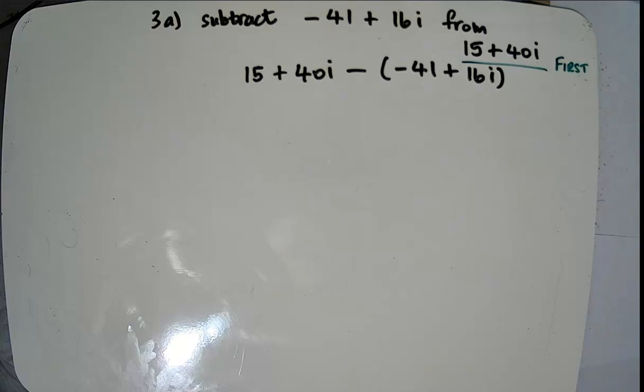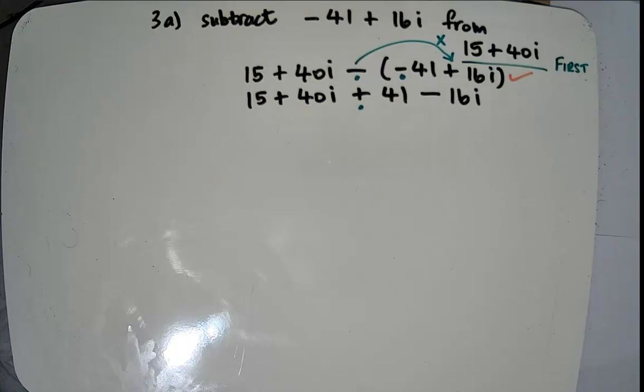So now we have a negative in front of a bracket. So notice we have a negative in front of the bracket. This means a negative times a negative would be a positive. So we'll get positive 41. A negative times a positive will give us a negative. And so we'll get negative 16i.